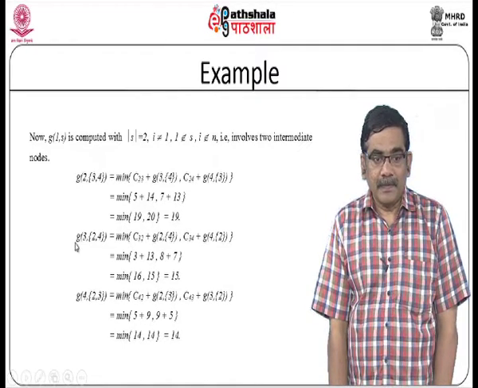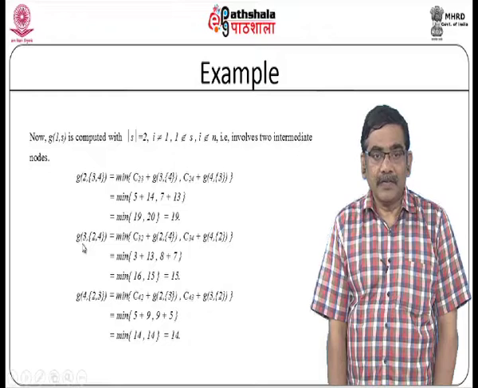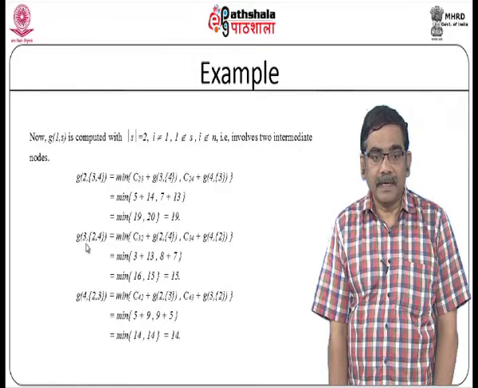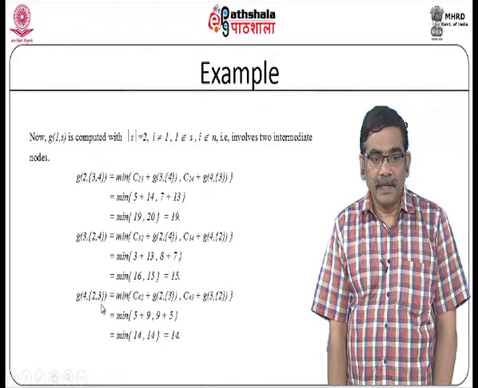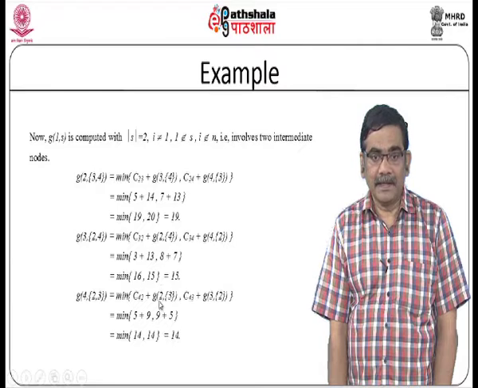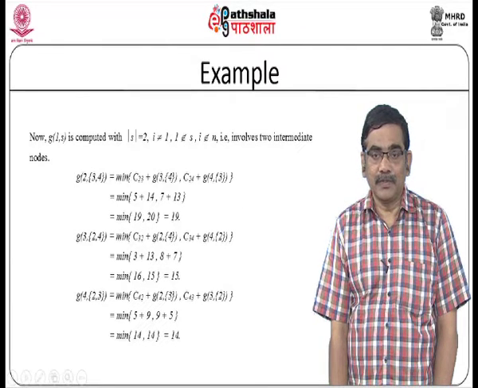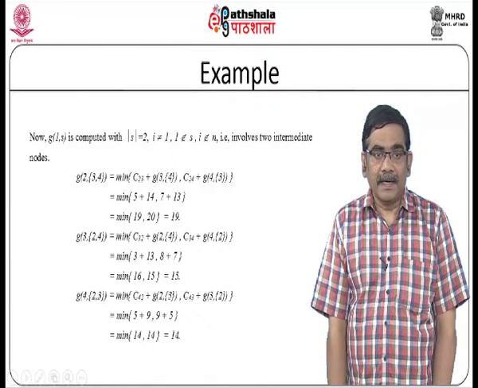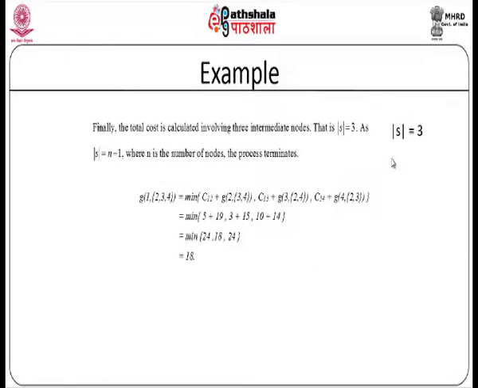So, using this particular logic, I can find the g of 3 comma 2 comma 4 as well as g of 4 comma 2 comma 3. So, I can compute all these things with s equal to 2. Again I have to increment s. So, now s becomes 3 now. So, that means the intermediate node is going to be 3.